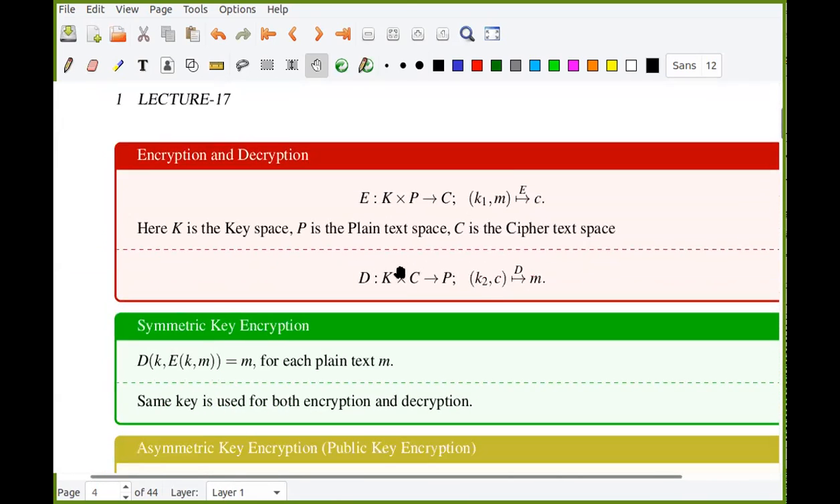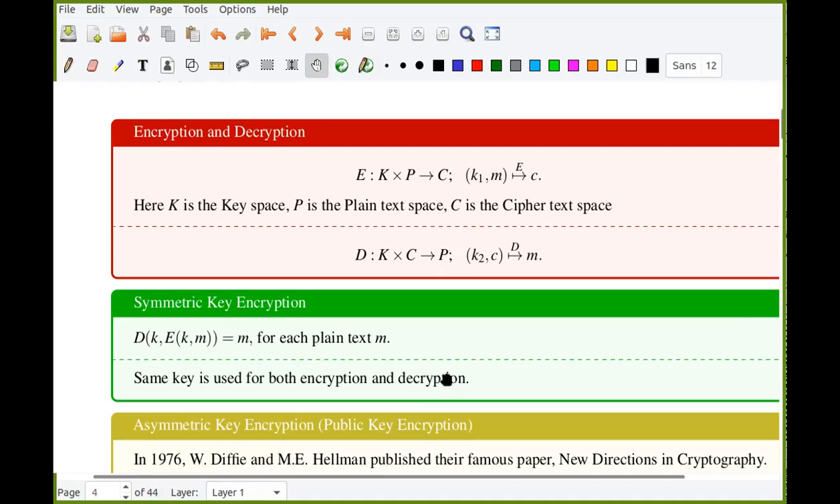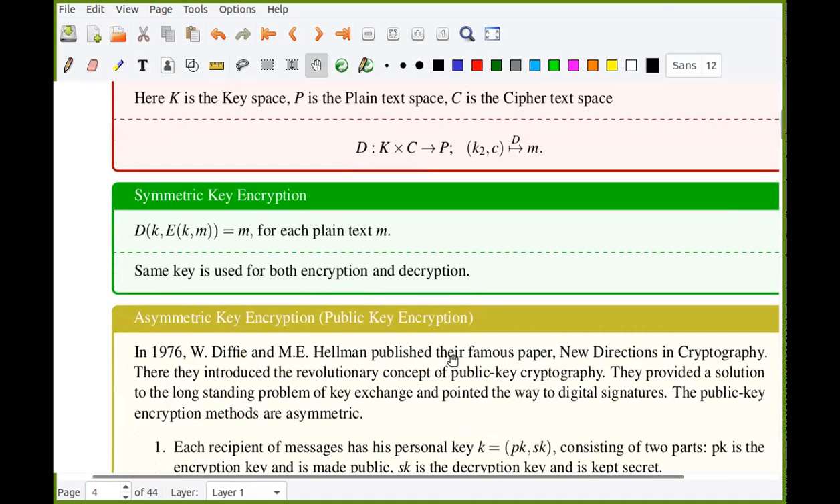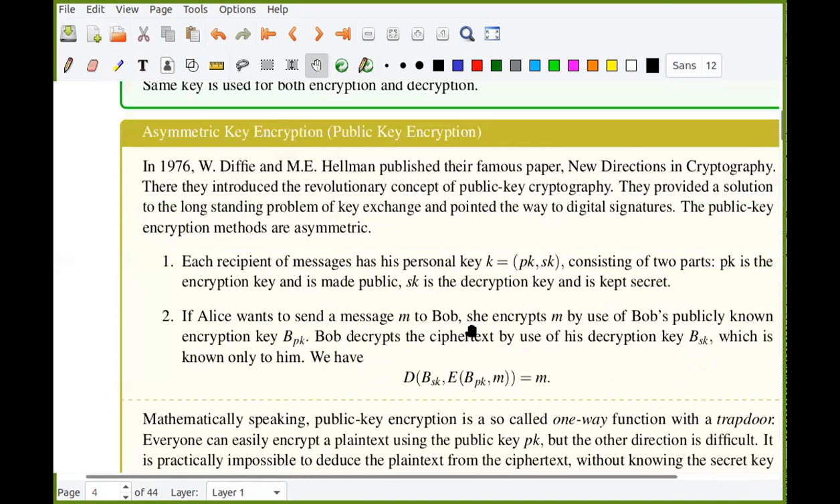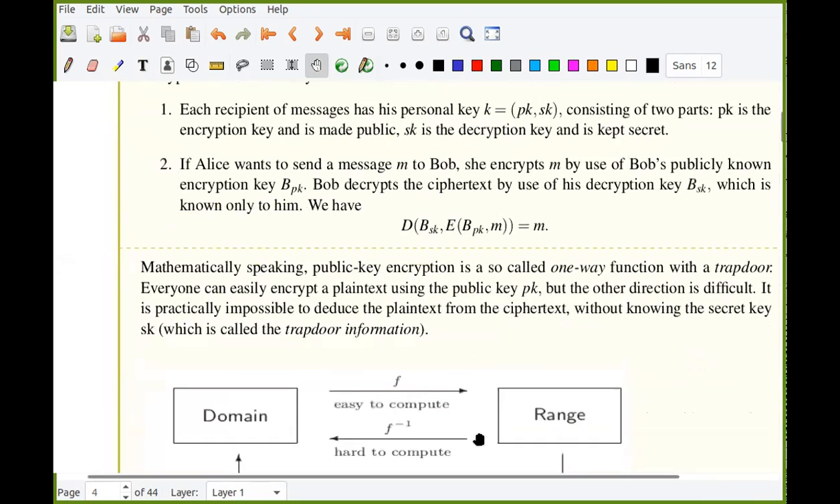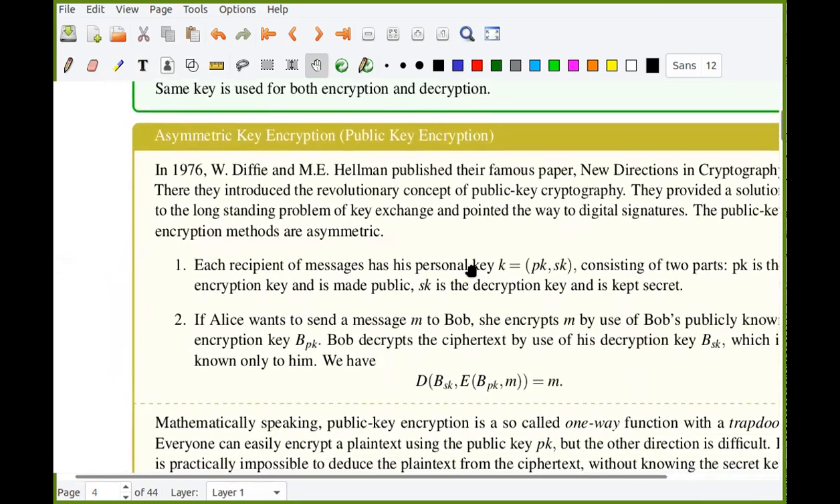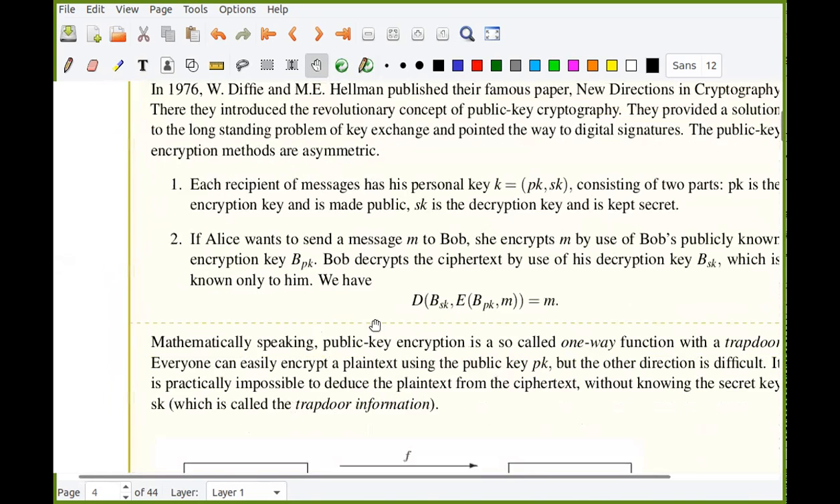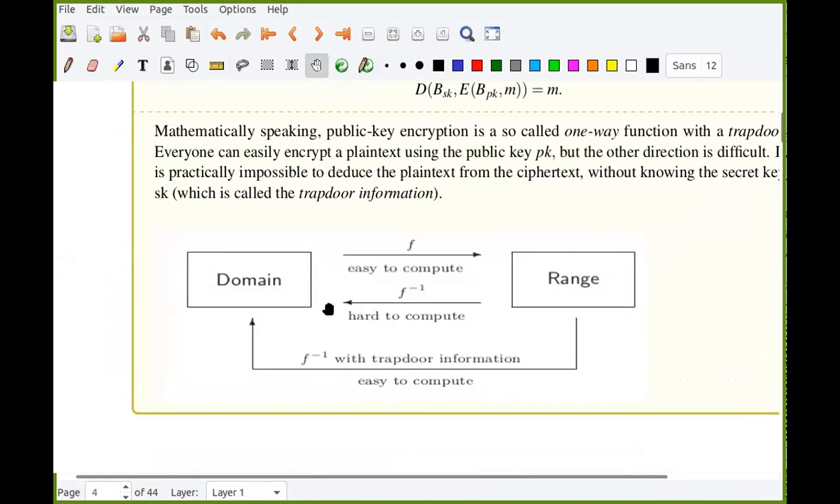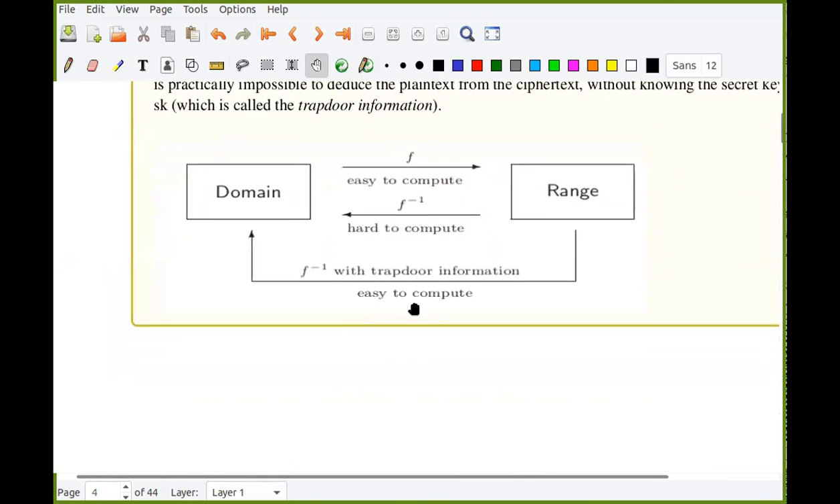Then we defined encryption and decryption functions, and then symmetric key encryption. Then we studied public key cryptosystems. It is related to one mathematical problem: there is an easy to compute function from domain to range, but from range to domain it is very difficult to compute F inverse. But F inverse can be computed with trapdoor information.